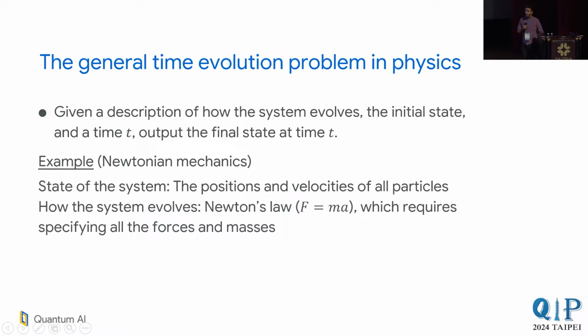And just as a concrete example, let's say we're talking about a system from Newtonian mechanics, so just classical physics. What would be the state of the system? In Newtonian physics, the state of the system is just the positions and velocities of all of your particles. And then you have to tell me, how does the system evolve with time? Like what equations of motion does the system follow? That would be, you have to tell me Newton's law, F equals ma.